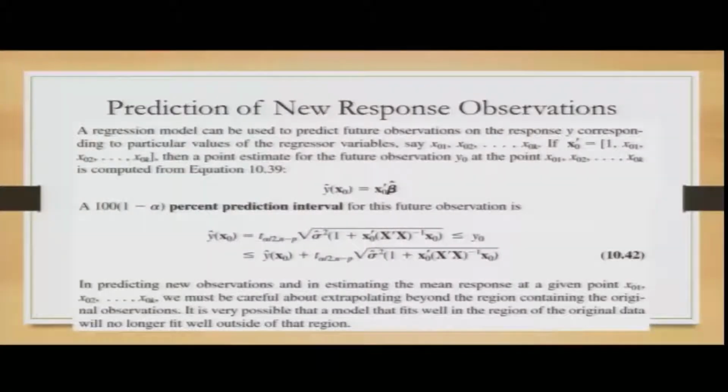We must be careful about extrapolating beyond the region containing the original observations. It is very possible that a model that fits well in the region of the original data will no longer fit well outside the region, because, as I mentioned, for those points, there may be a change in the trend, a change in the seasonality, or, for example, a change in the viscosity, change in the pressure, change in the flow rate, change in the temperature and humidity, and so on and so forth.